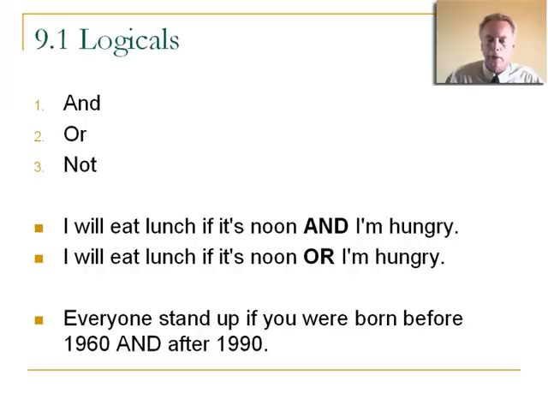One more example before we leave that. I was in a meeting where the presenter said, everyone stand up if you were born before 1960 and after 1990. So the presenter wanted the older people and the younger people in the room to stand up. And logically, no one could be born before 1960 and after 1990. So we use these logical words in English and everyone knows what we mean, but in a formal logical sense, we're going to have to be very careful that we're saying the words that we need.